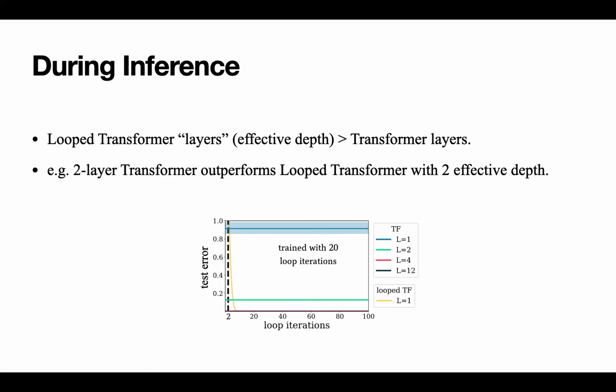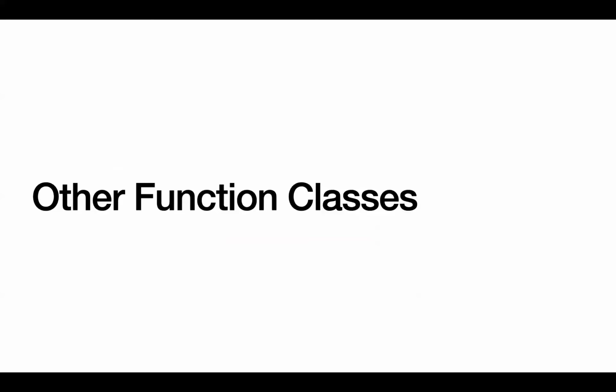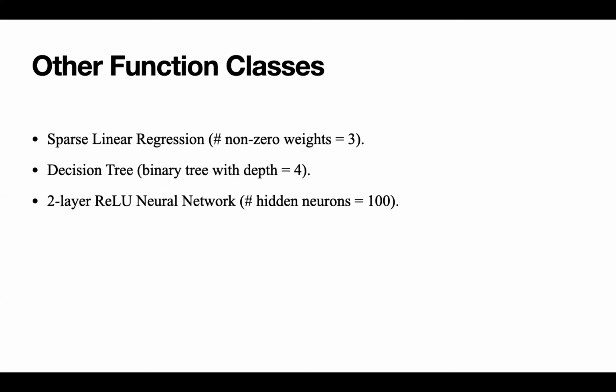Okay, so that's the trade-off. And now I'm going to investigate other function classes. We were talking about linear functions, but we have other function classes to investigate. One is sparse linear regression. In all of these cases, we keep the problem dimension at 20: input dimension 20, output dimension 1. Sparse linear regression is just linear regression, but we set the number of non-zero weights to be 3. Every time we randomly choose 3 weights and set them to be non-zero.